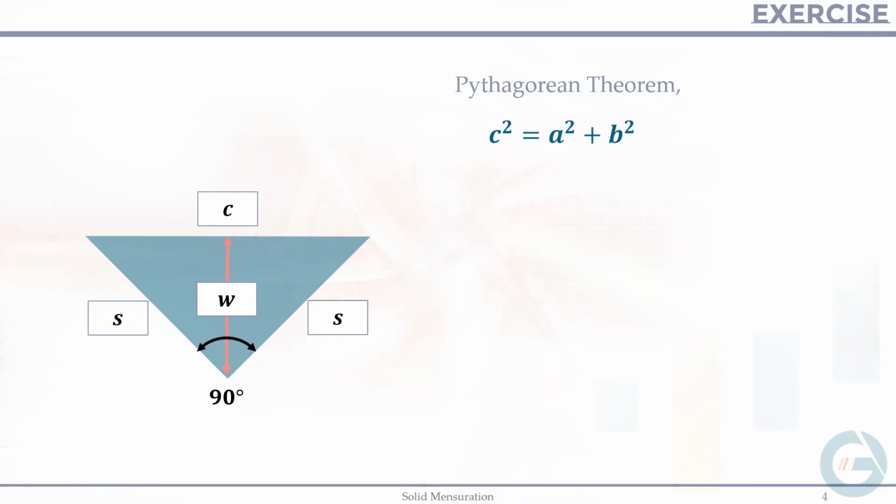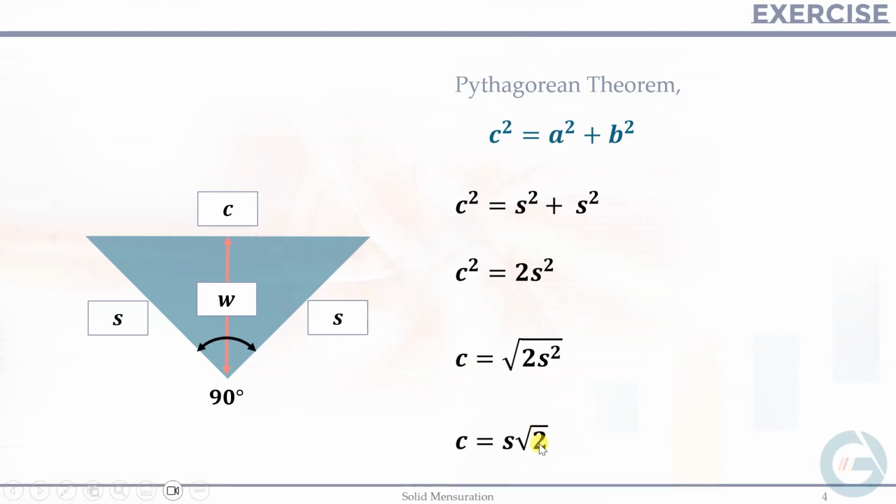We have C squared equals A squared plus B squared. So we have C squared equals S squared, and another side is also S squared. So C squared equals 2S squared. To calculate for C, we'll transfer this squared to the right side. This becomes square root. So C equals square root of 2S squared. To further simplify, we have C equals S square root of 2. So we express the length of C in terms of S.